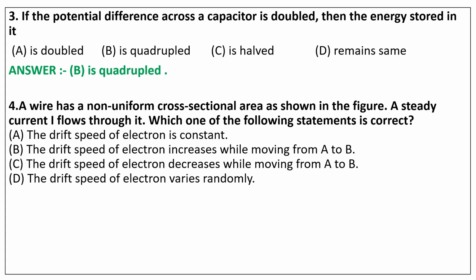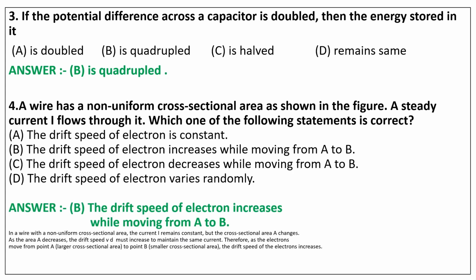4. A wire has a non-uniform cross-sectional area as shown in the figure. A steady current I flows through it. Which one of the following statements is correct? A. The drift speed of electron is constant. B. The drift speed of electron increases while moving from A to B. C. The drift speed of electron decreases while moving from A to B. D. The drift speed of electron varies randomly. Answer B. The drift speed of electron increases while moving from A to B.